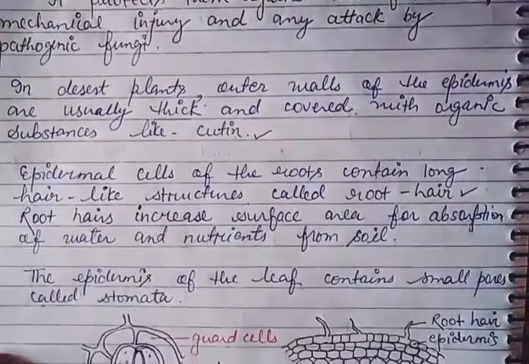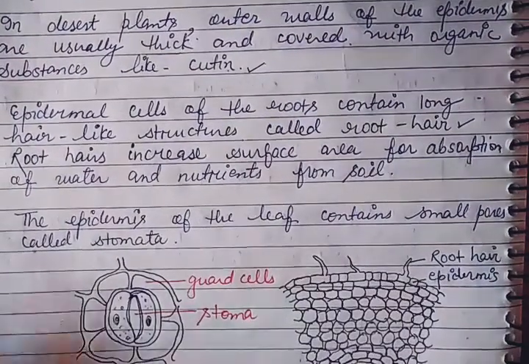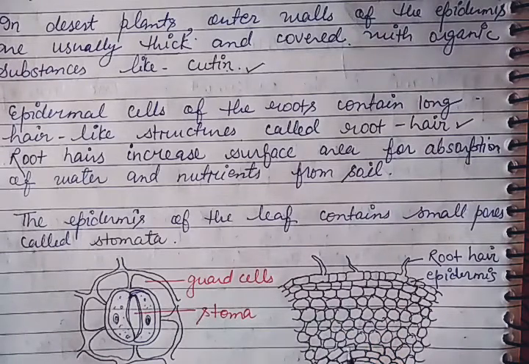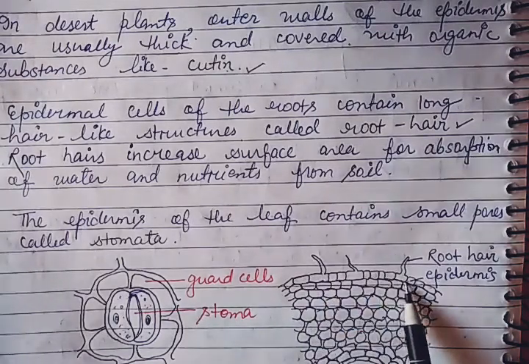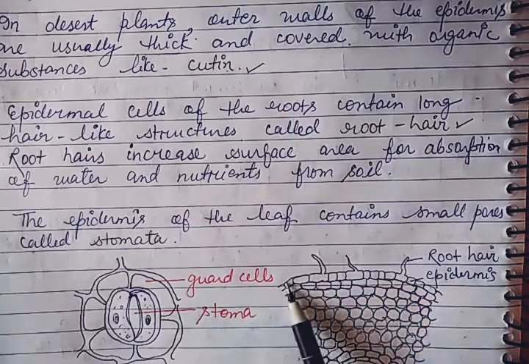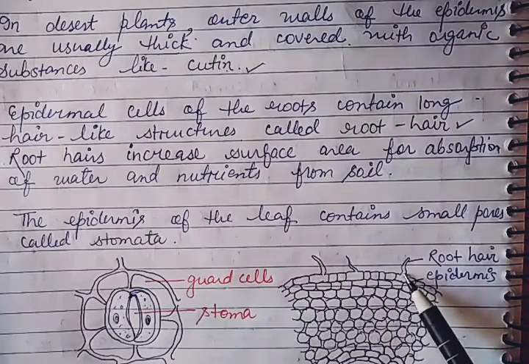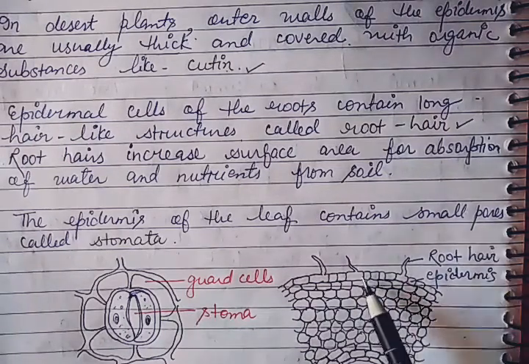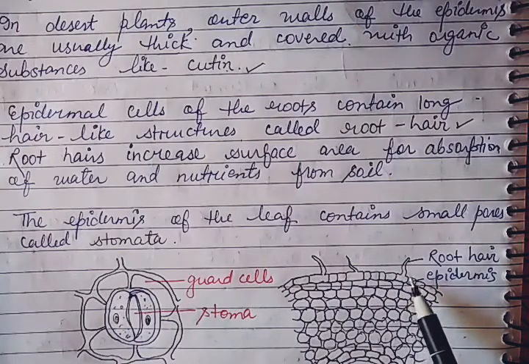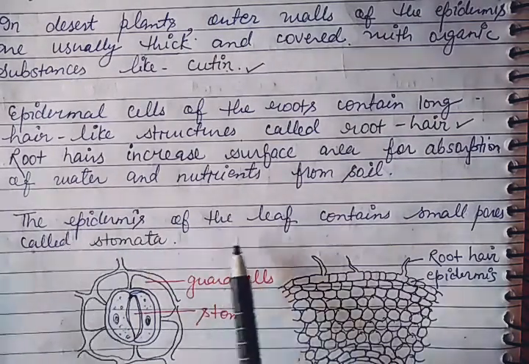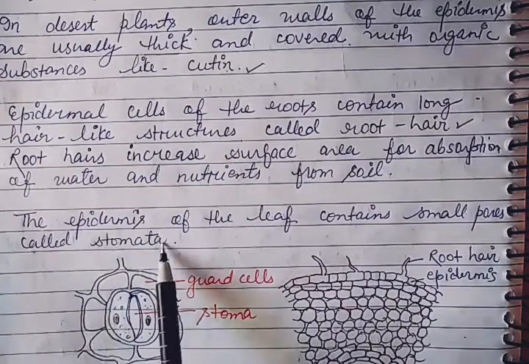Like in this diagram, you can see the transverse section of the root, and this is the epidermis, the outermost layer. In this epidermis, hair-like projections are found, and these are called root hair. These hairs increase the surface area for the absorption of water and minerals.